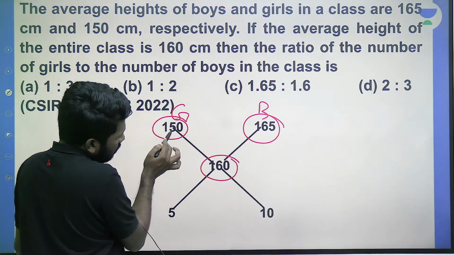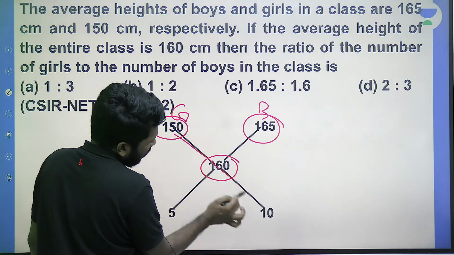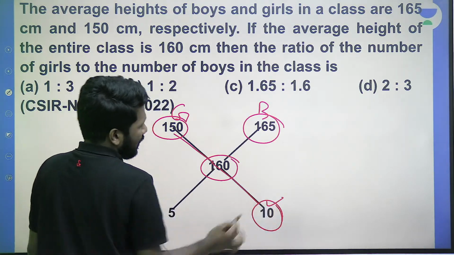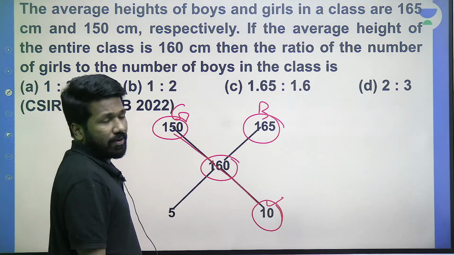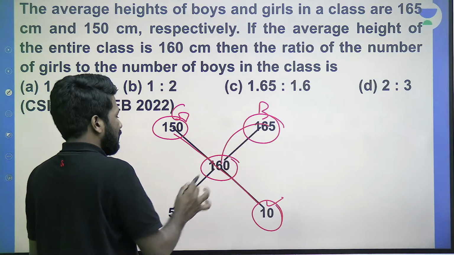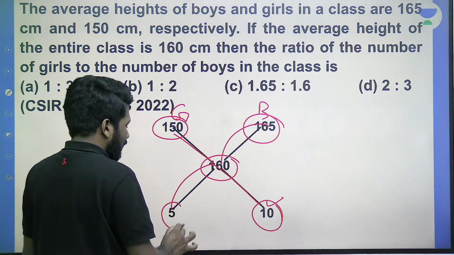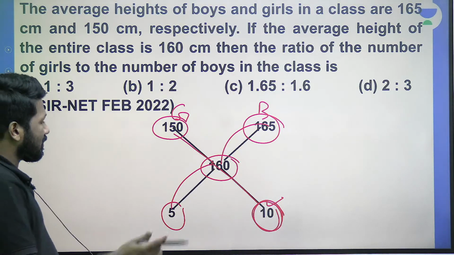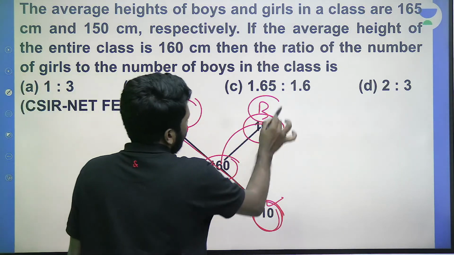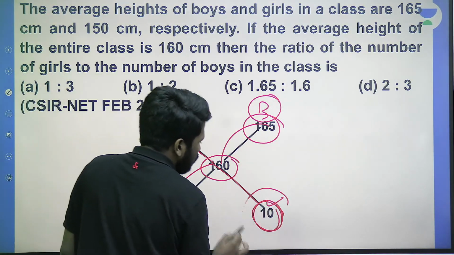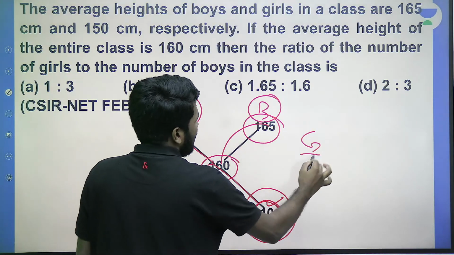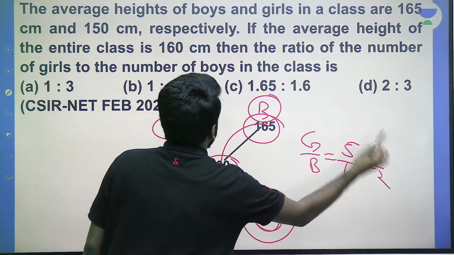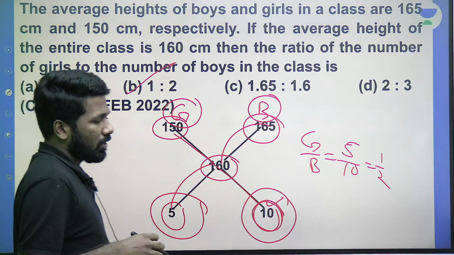So the idea is, 150 and 160, you write the difference diagonally. The difference of 150 and 160 is 10, positive difference only. The difference of 165 and 160 is 5, write it diagonally, and that is enough. That gives you the answer. Girls by boys will be 5:10, that is 1 by 2. That is option B, 1:2.